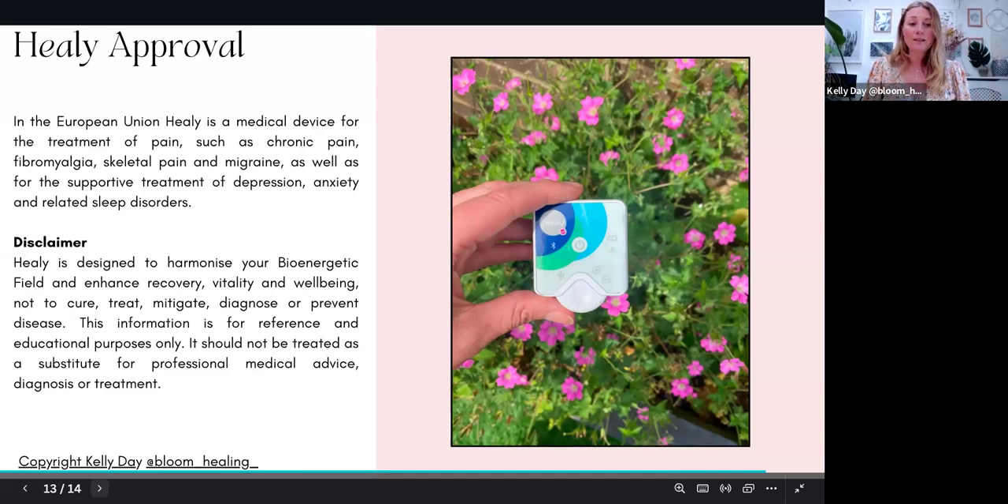And there's a little disclaimer there, just showing that obviously this doesn't replace any medical professional advice. Okay, I'm just going to stop my share.